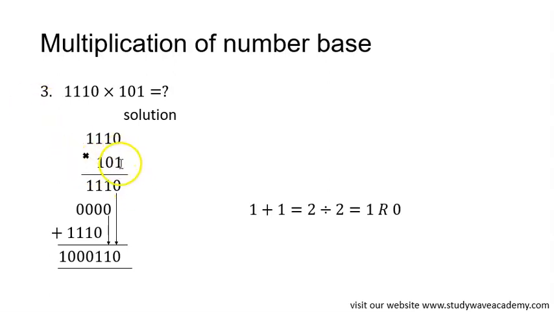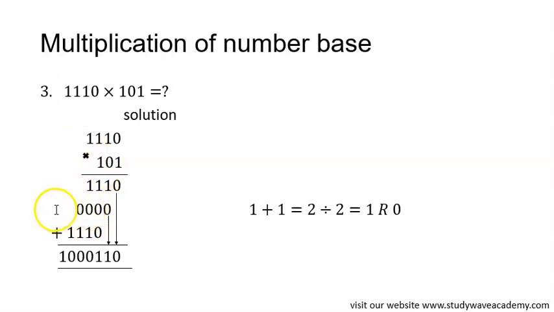Let's start over again. 1 times 0 is 0, 1 times 1 is 1, 1 times 1 is 1, and 1 times 1 is 1. The next 0, 0 times 0 is 0. You have to start it on the 0 directly, which you are using to multiply, okay? Then 0 times 1, you move it, 0. 0 times 1 is 0, and 0 times 0 is 0.